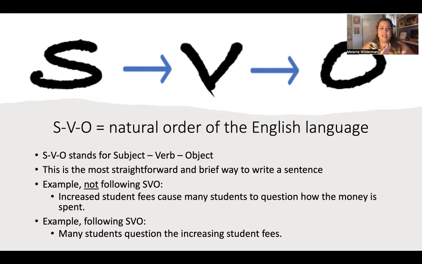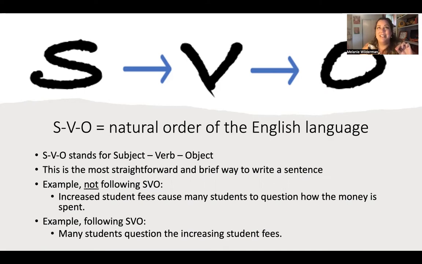Again, SVO stands for subject, verb, object. This is the most straightforward and brief way to write a sentence. I'm going to show you an example that does not follow SVO and then an example that does. The example that does not follow SVO: Increased student fees cause many students to question how the money is spent. The way we have this here, student fees is set up as the subject, and grammatically that's correct.